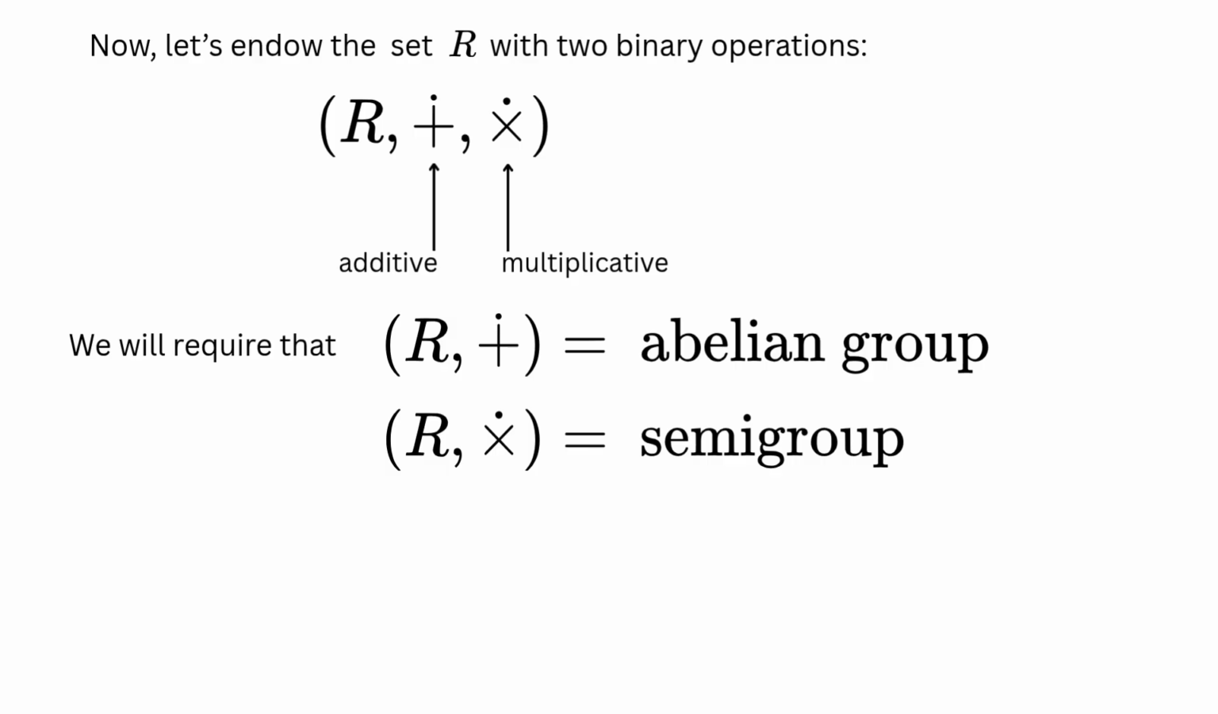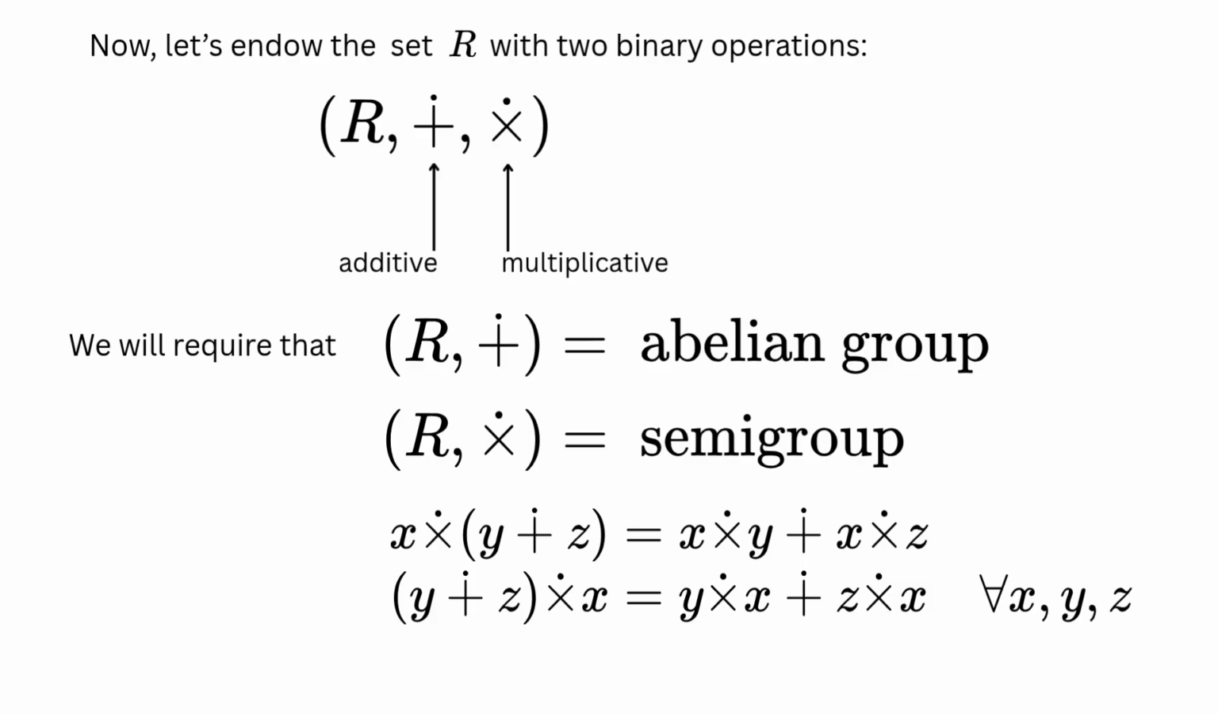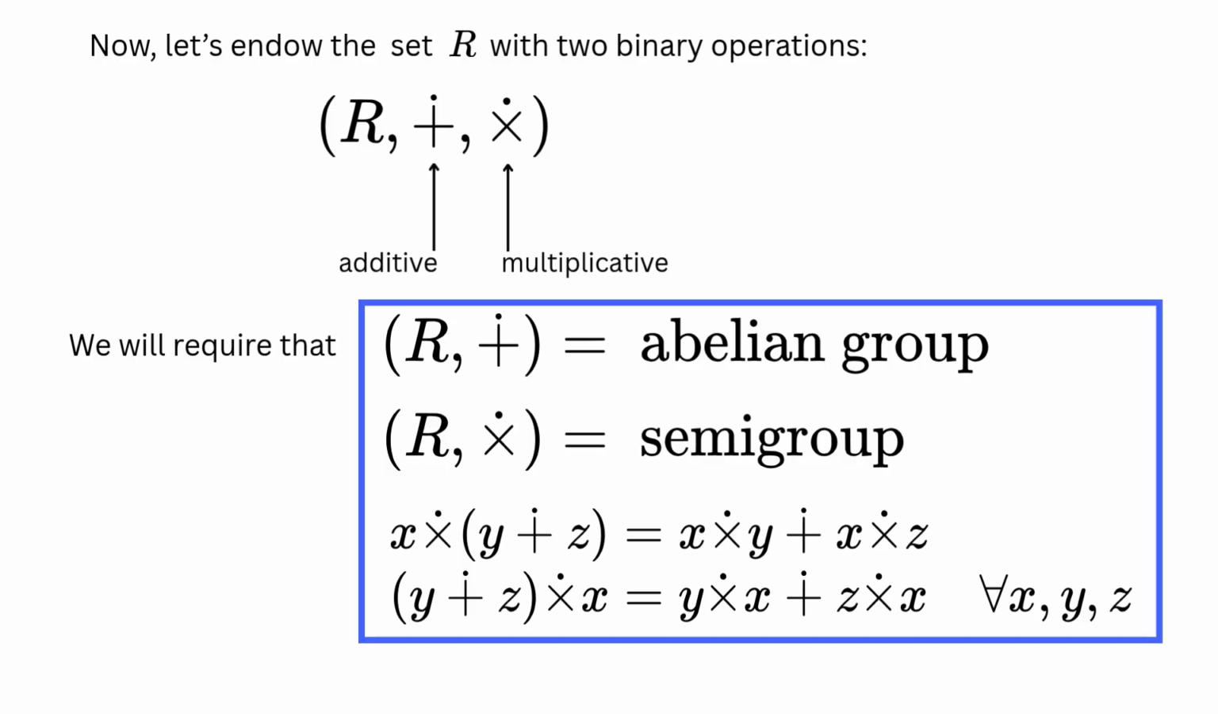The entire structure will be interesting if the two operations are not independent. Hence, they should be linked. Obviously, this linking may come in many different forms. Motivated by the standard addition and multiplication, we require that the dot times operation is distributive relative to the dot plus operation. Notice that I have written two distributive identities since the dot times operation is not required to be commutative. The structure we have thus built is known as a ring.